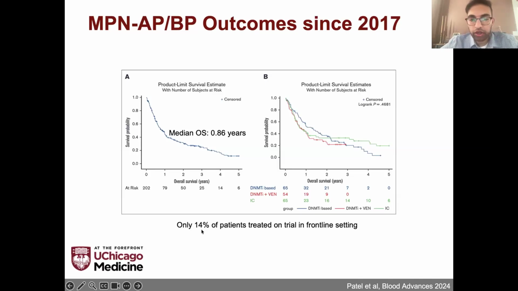The other important thing to note is that of the 200 odd patients that we looked at, only 14% of patients were treated on a clinical trial. I think this highlights the fact that we need to do better at developing more novel clinical trial therapies for patients with accelerated and blast phase MPNs.